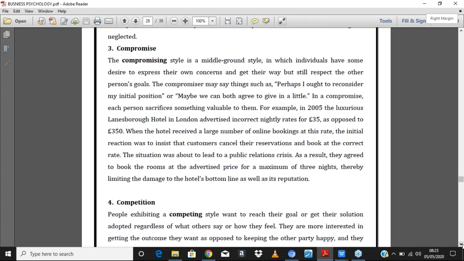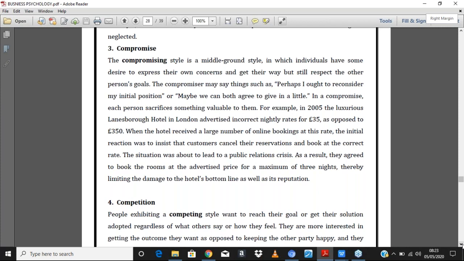Compromise has to do with sacrifice, and a sacrifice is more like looking for the middle ground. You will sacrifice, I will sacrifice. We want peace, we want to move on, we want progress, but everyone must be willing to do something. So it's a kind of middle ground in which individuals have some desire to express their own concern and get their way, but still respect the other person's goal.